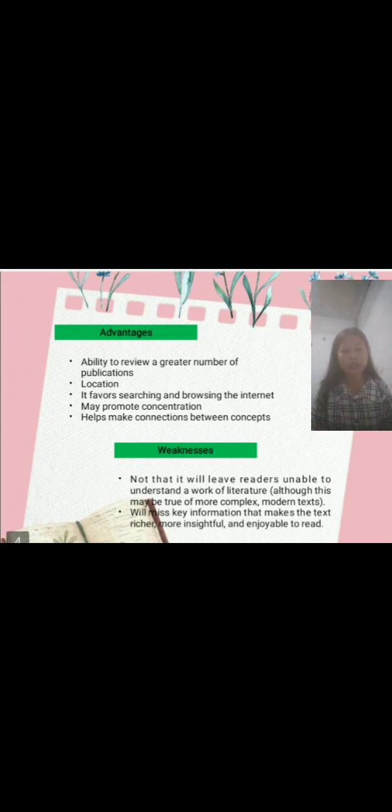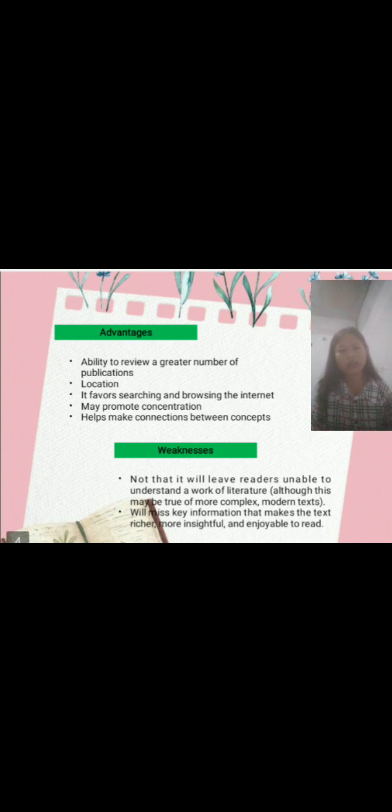We are going to the weaknesses. It may leave readers unable to understand a work of literature, although this may be truer of more complex modern texts, which will miss key information that makes the text richer, more insightful, and enjoyable to read.